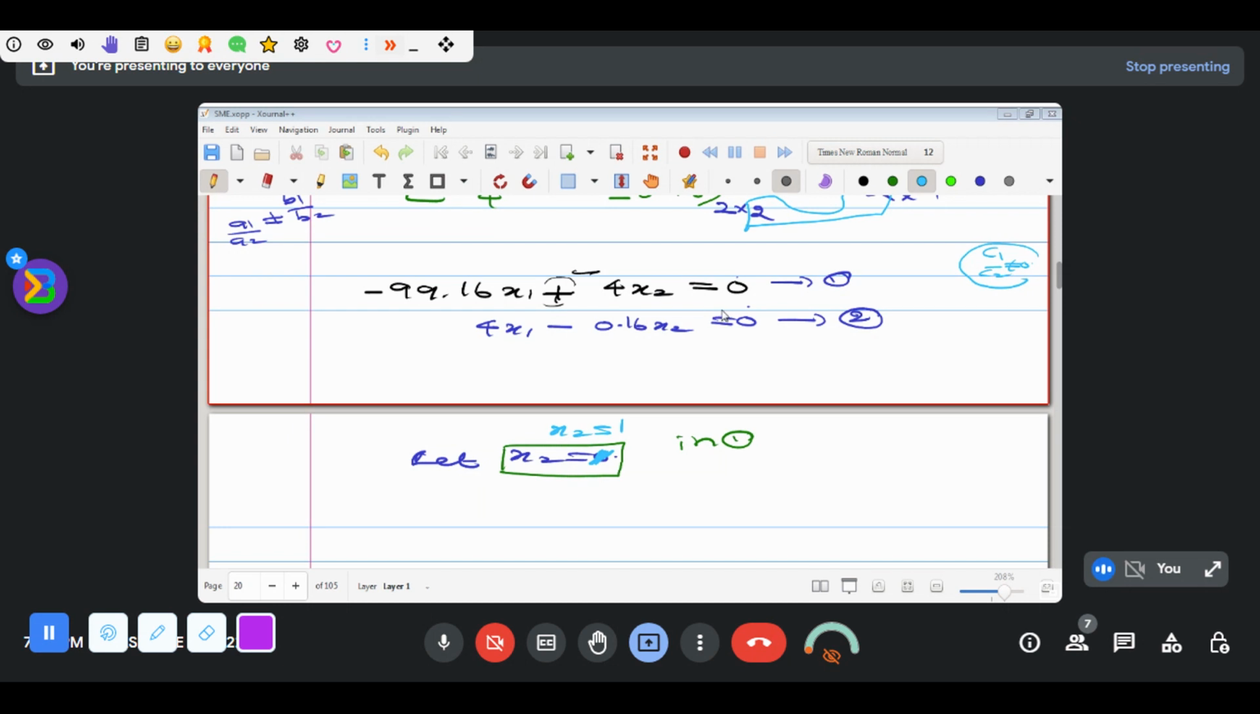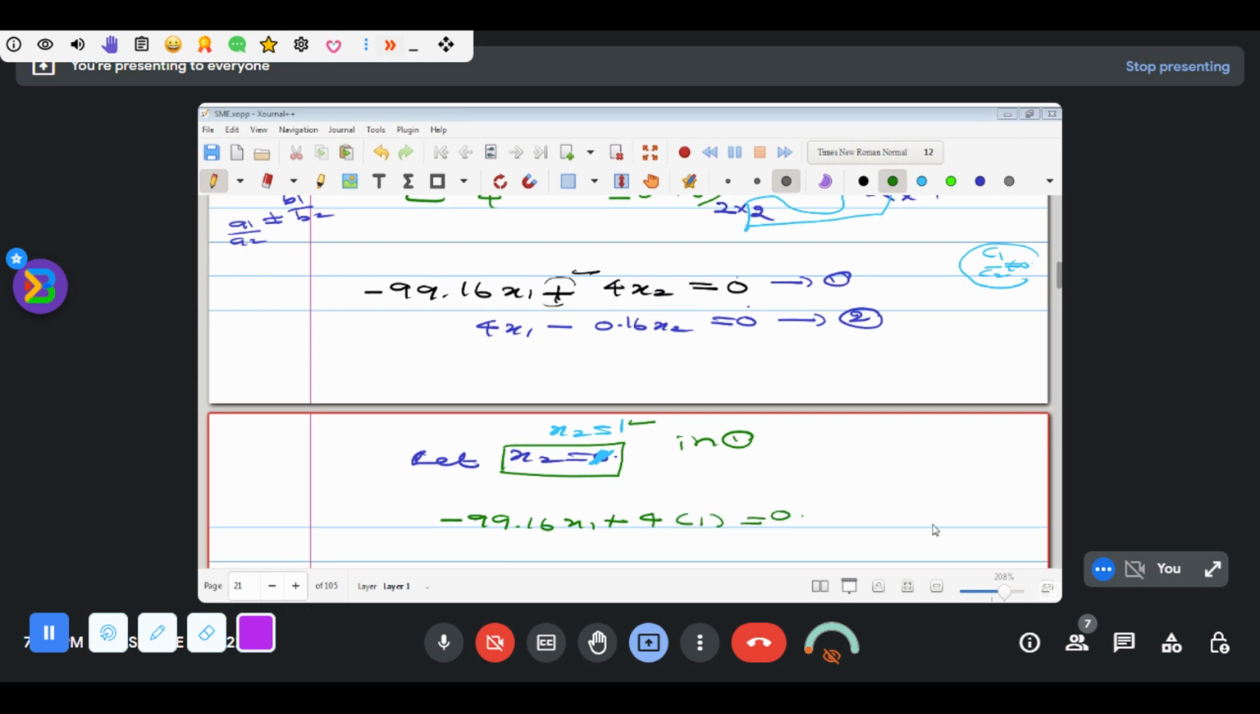I want a unique solution. That's why I am solving the problem. Therefore, I take x2 equal to 1 in equation number 1. Then what is the result here? Apply here: minus 99.16 into x1 plus 4 into x2, replacing x2 by 1, equal to 0.